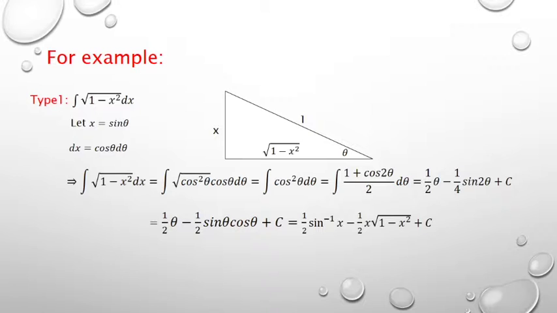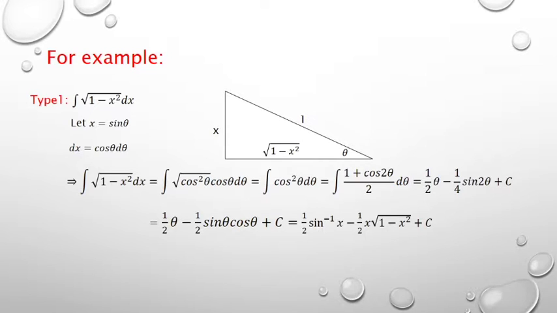After that, we have to use integration by using trigonometric identity. As I said before, if we find cosine squared theta, we have to change it in the form of 1 plus cosine 2 theta divided by 2. And so the integration becomes integration of 1/2 plus 1/2 of cosine 2 theta d theta. And after we integrate it, we get half of theta minus 1/4 of sine 2 theta plus c. Now we have to convert theta in terms of x.